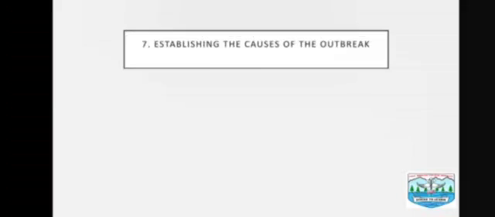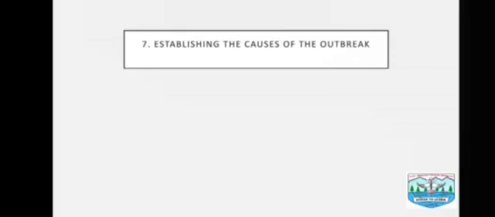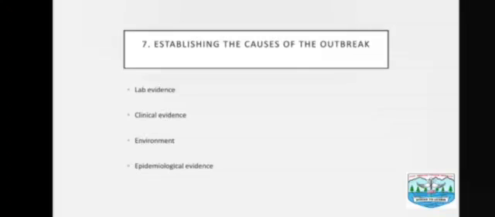The sixth step is environmental or other studies to supplement epidemiological findings. We can see the effect of environment on the disease spread. Seventh step. The seventh step is establishing the cause of the outbreak. It can be done by having lab evidence, clinical evidence, and environmental and epidemiological evidence.